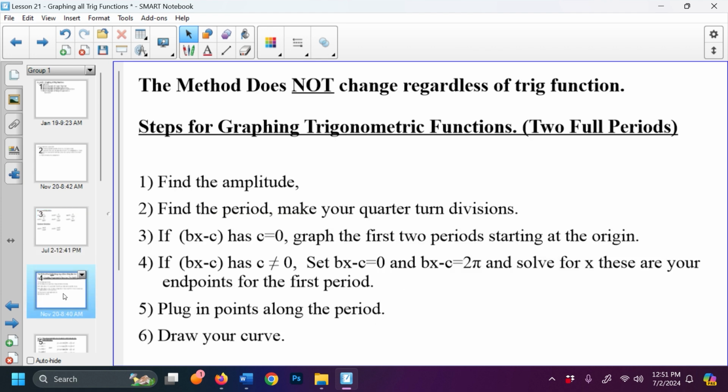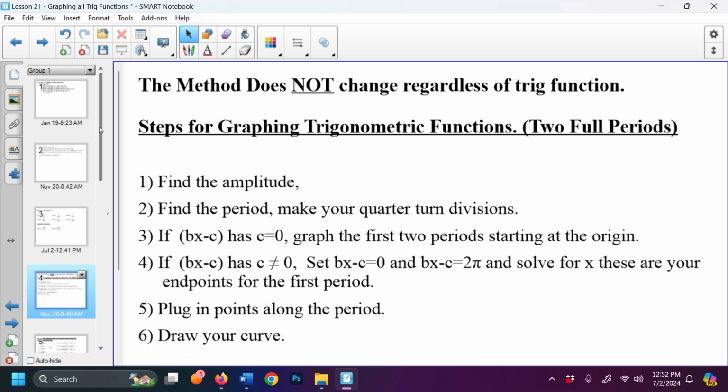Now, the method for graphing does not change. We're still going to use the same steps that we used in the last lesson. There are a couple of differences, but we're going to try and keep it as consistent as possible. So we're going to find the amplitude. First note, tangent and cotangent do not have amplitudes. We're going to find our period, and then we're going to make our quarter turn divisions.